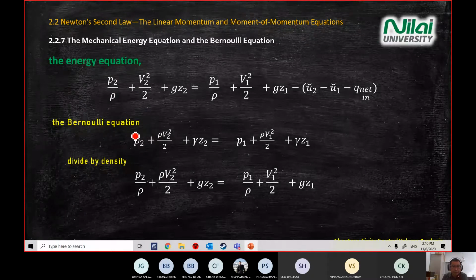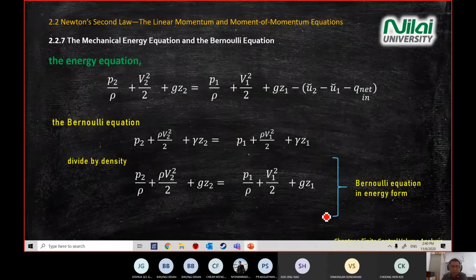But on this slide, when I prepared these slides, I used the Bernoulli equation to compare with energy. So I take the Bernoulli equation and I divide by density. So the left hand side and right hand side are also the same. So all the terms inside this equation are divided by the density. So this specific density is converted; after we multiply by the density, we get only gravity acceleration.